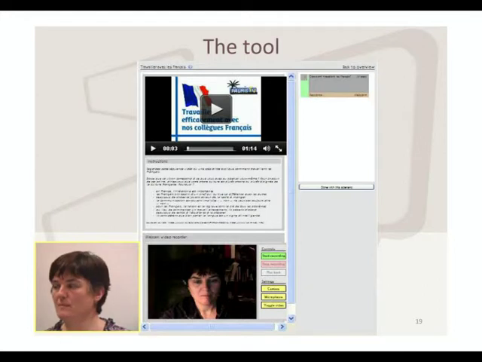The tool is similar in a way to what we had in WebCEF. Here you can see one of the scenarios for French specifically, and here you have input in the form of a video clip about working in France. Then you have the task itself below, and then you have a window in which you can record your own oral production. On the right-hand side, you have the list of tasks that make up the specific scenario. In this case, this scenario only contains one task. The recording of the oral production can be done as many times as the user wants.